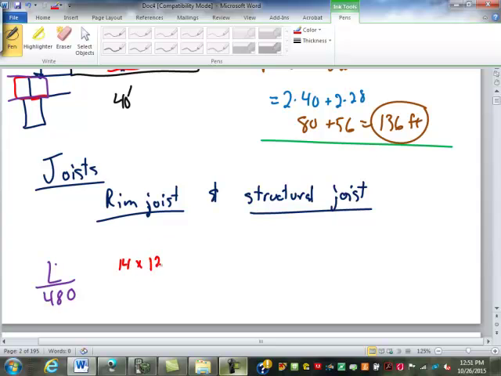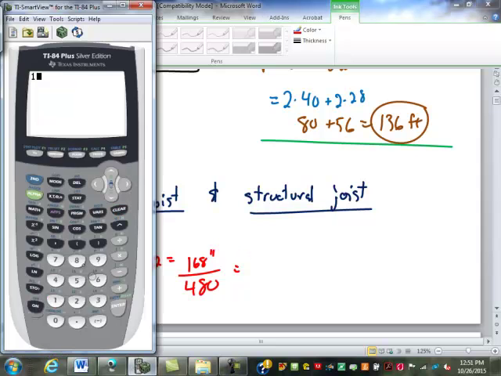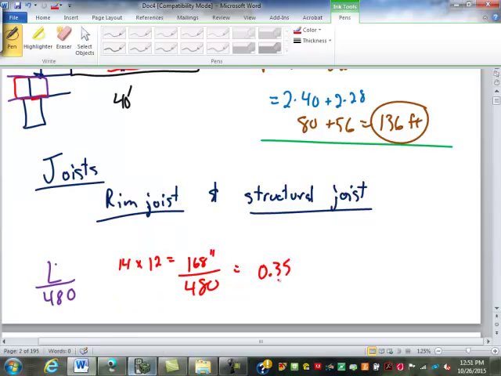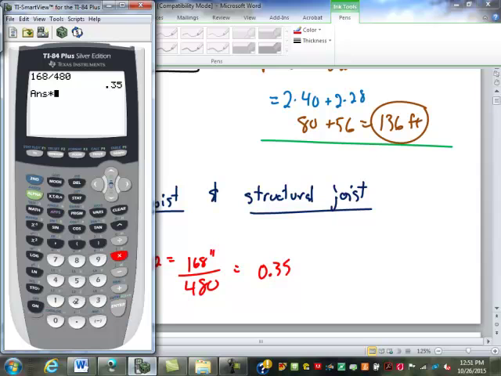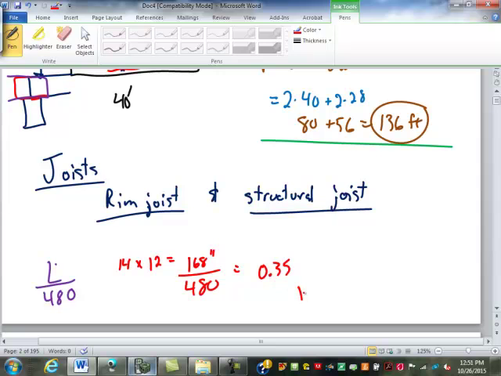14 foot times 12 would be 168 inches, right? So divide that by 480. That gives you the maximum inches of deflection. So 168 divided by 480 is going to give you 0.35 inches. Now, let's change that into 32nds. Multiply by 32, it's 11.2. So that's saying 11 32nds of an inch that joist can deflect in the middle when it's fully loaded to its allowable maximum load.